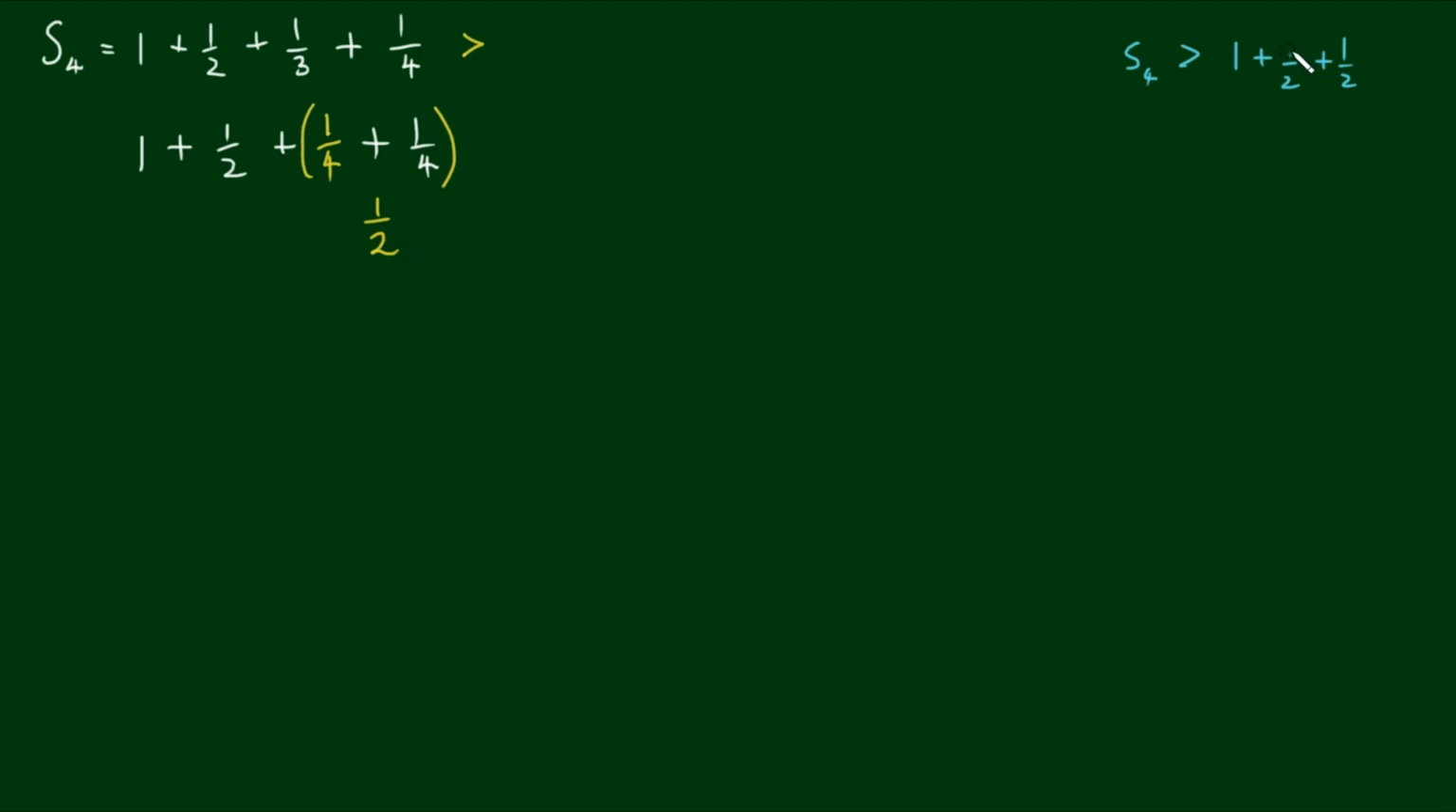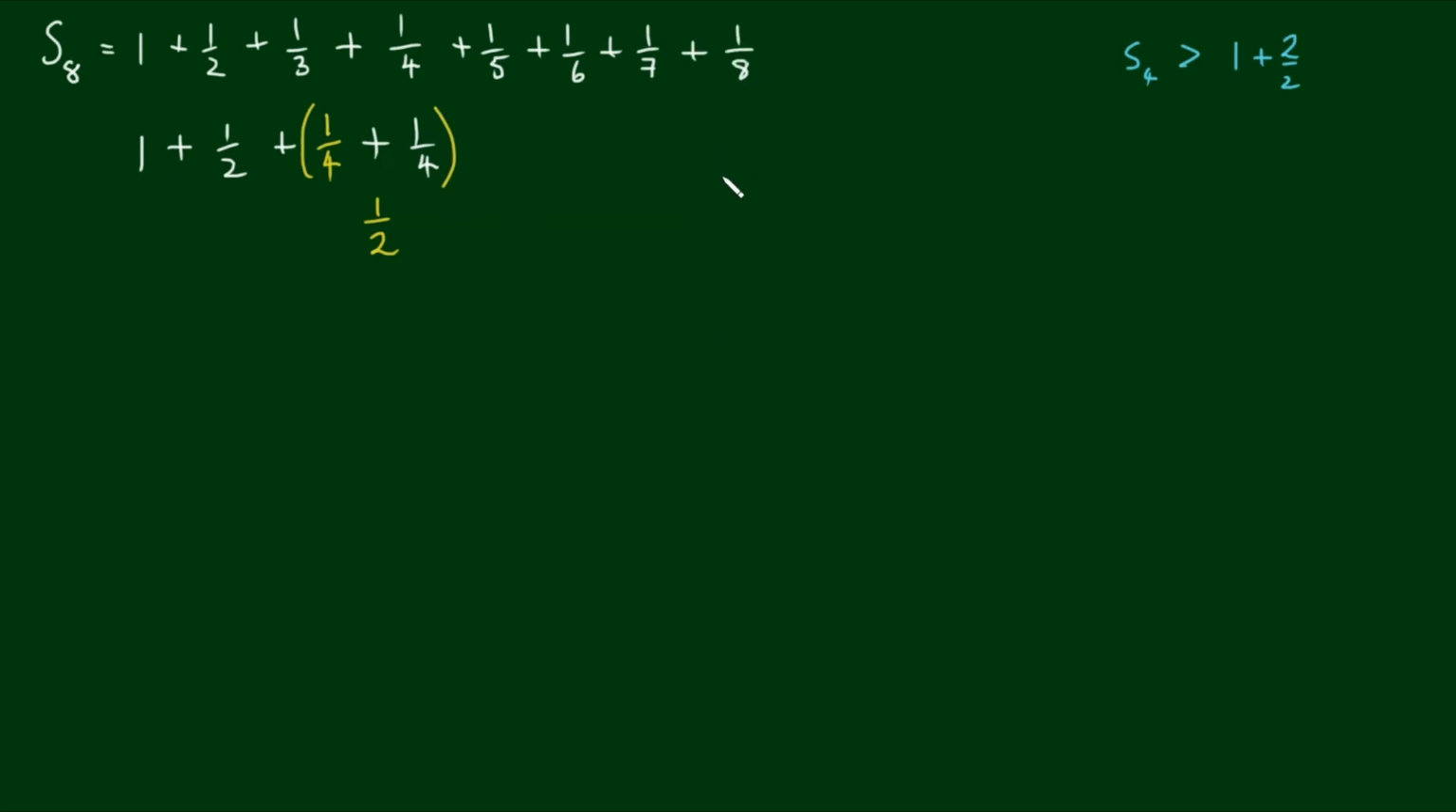So S4 is greater than 1 plus 2 halves. It's a weird way of putting it, but this will become clearer as we go along. Let's now consider the eighth partial sum, S sub 8. So we'll add 1/5 plus 1/6 plus 1/7 plus 1/8.